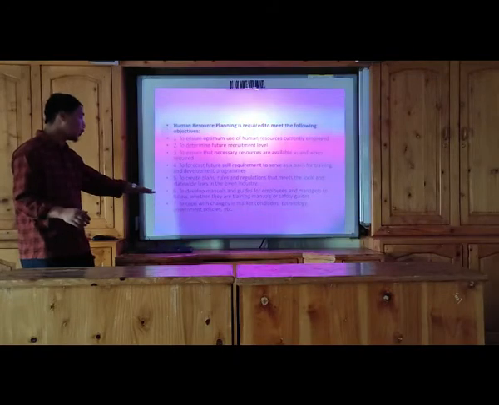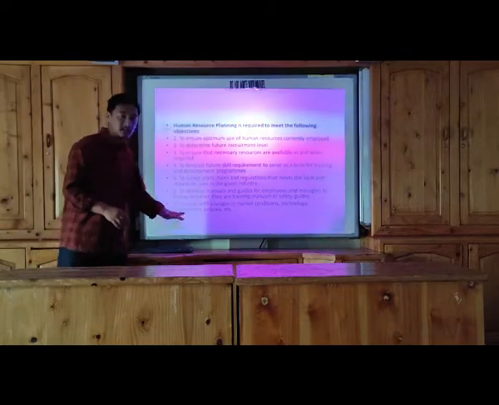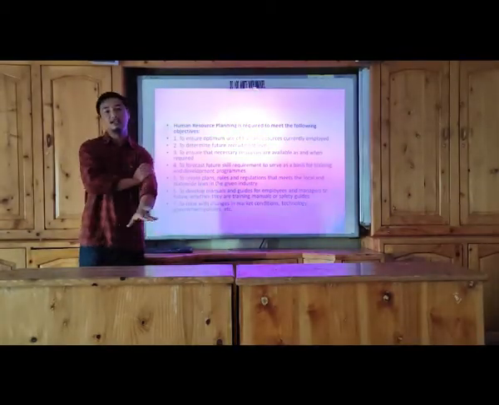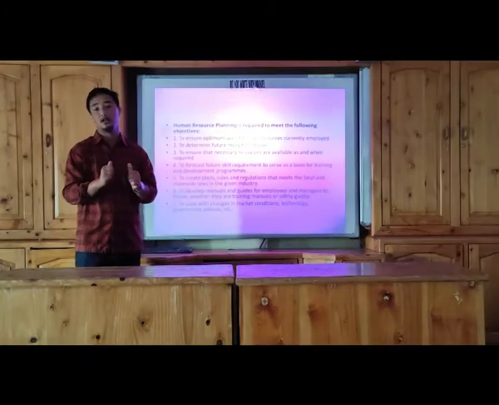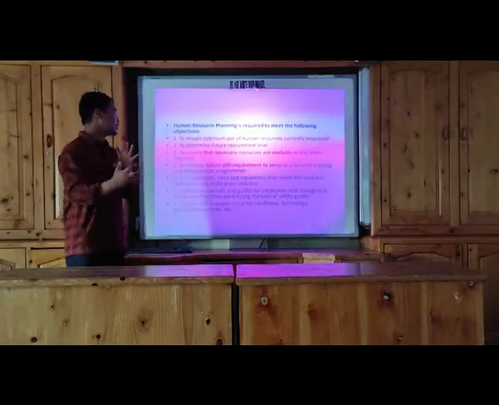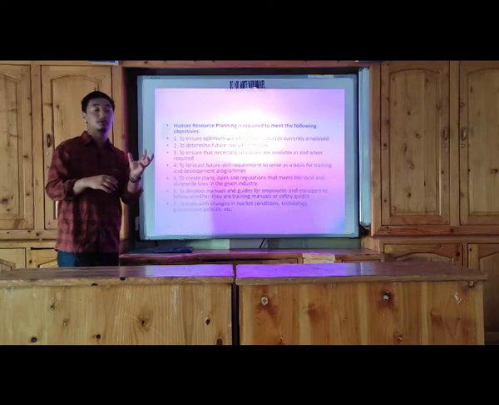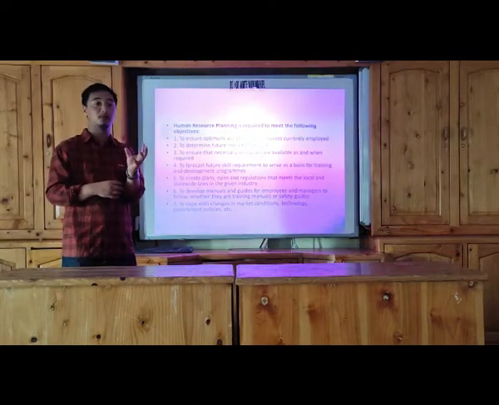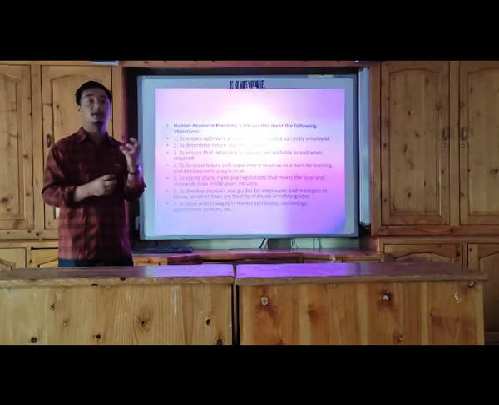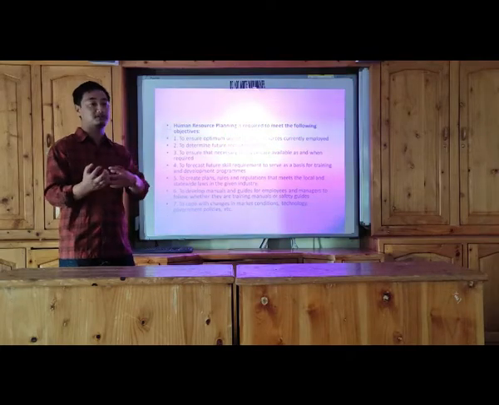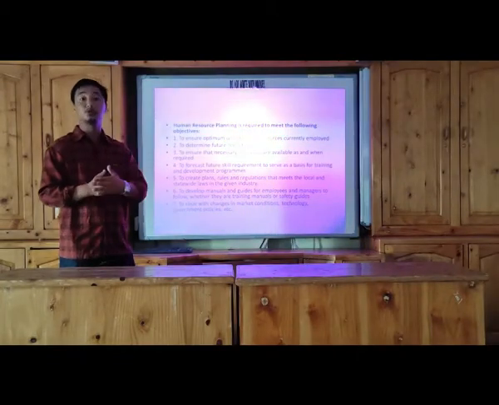The 7th one is to cope with changes in market conditions, technology, government policies, etc. So this is the last point that we have. The HRP, like we discussed, is all about getting the right number of employees for the particular job. This has to be the best fit situation in which we have the employees with the right kind of skill sets, the right educational qualifications, along with the right number of employees. We cannot have surpluses, we cannot have shortages, because when we have shortages, we would not be able to meet the market demand.